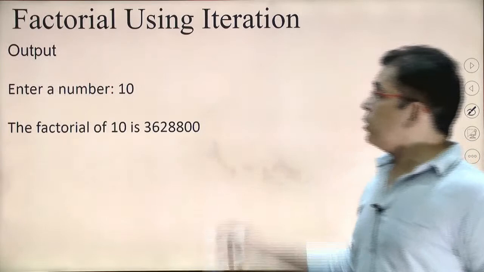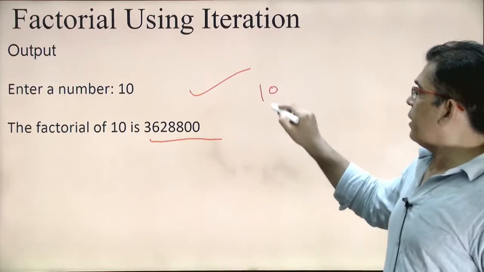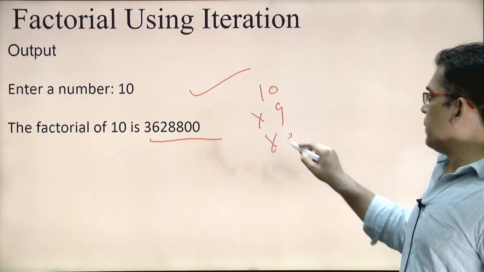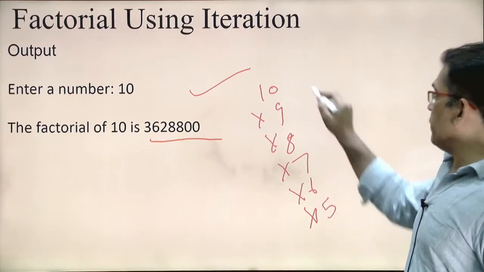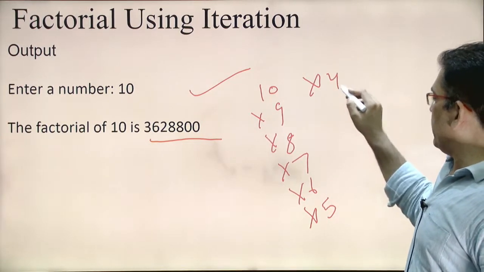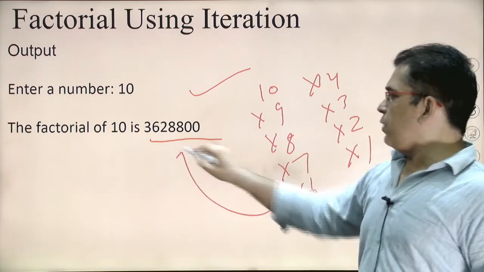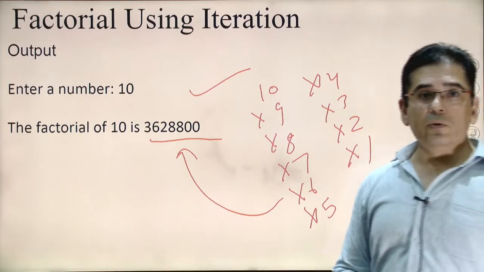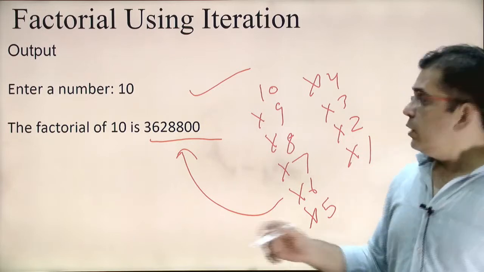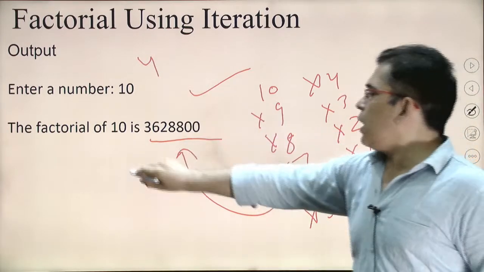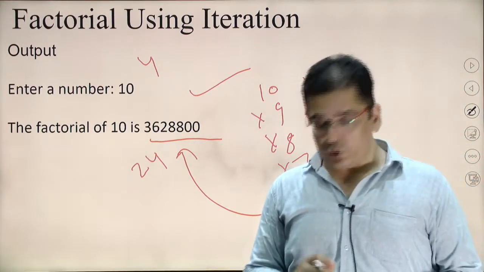Just see the output. Enter a number: 10. The output is this one. It will be 10 multiplied by 9, multiplied by 8, multiplied by 7, multiplied by 6, multiplied by 5, then multiplied by 4, 3, 2 and 1. This value will become like this: 10 into 9 into 8 into 7 into 6 into 5 into 4 into 3 into 2 into 1. If I type here 4, the output will be 24. So this is the factorial program using iteration.